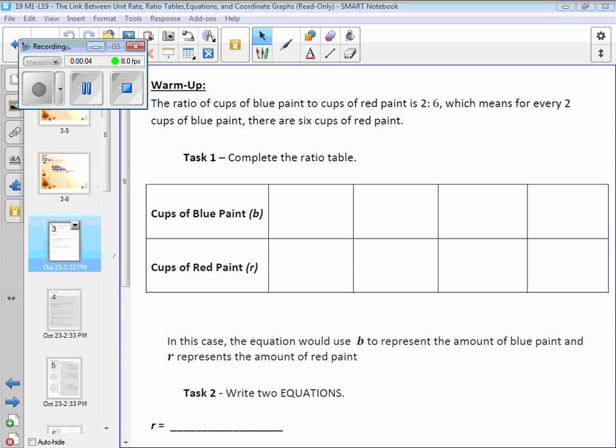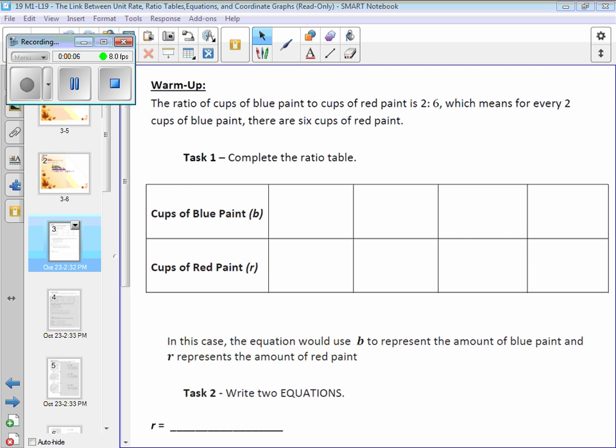All right, page 2 starts out no different from what we've been doing all along since lesson 1. They give you the ratio, and they want you to complete the ratio table. So why don't we do that first? And then I'll call somebody up at the board, and you can enter your values. All right, Moose, go for it.